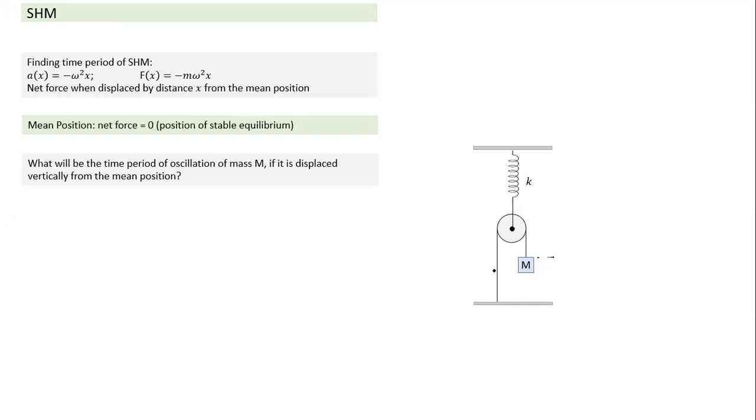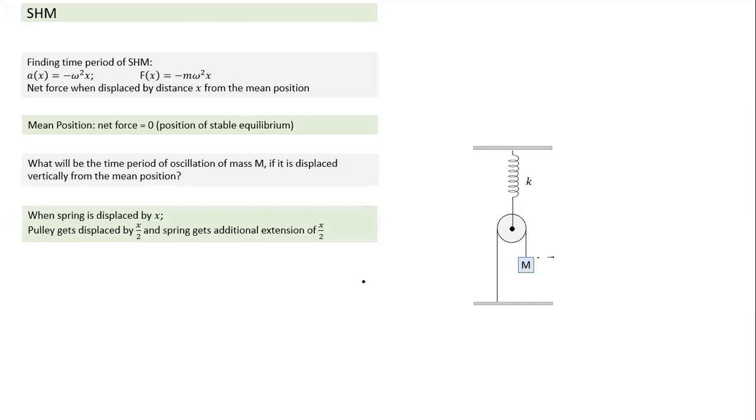So let's find how we find the time period. This is the initial position, the equilibrium position. In equilibrium position, of course, the tension will be equal to mg. And if the tension is mg, the force in the spring will be equal to 2mg. And hence the extension of the spring in the mean position will be equal to 2mg by k. These are the forces acting.